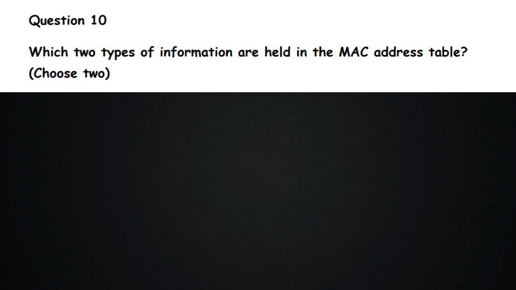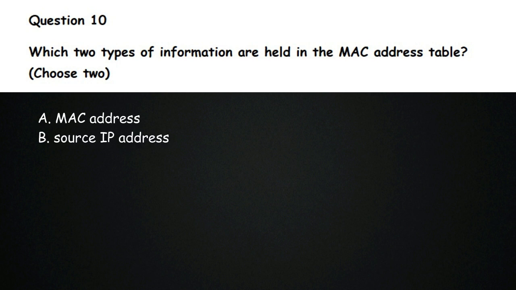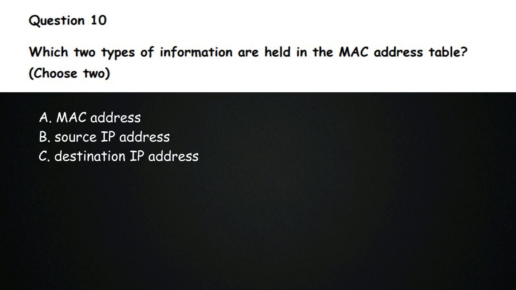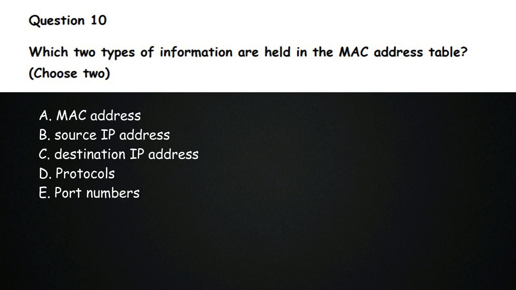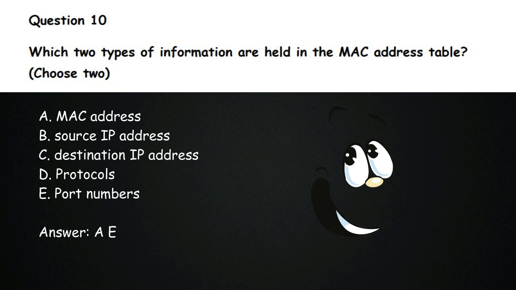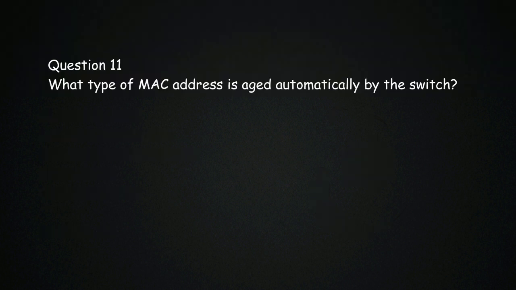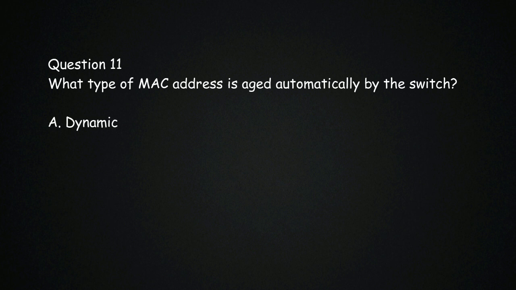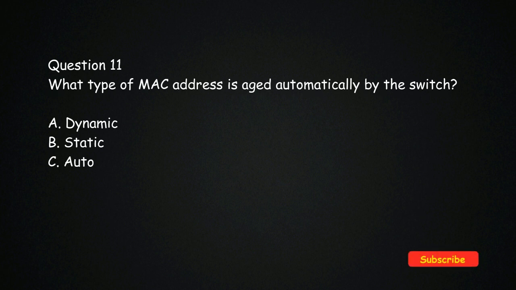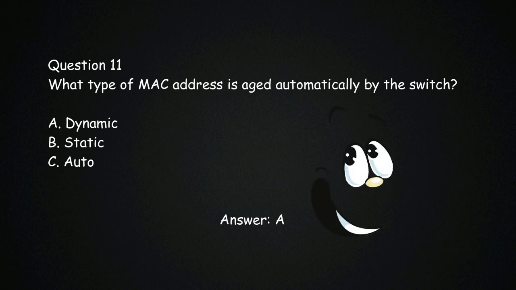Question 10. Which two types of information are held in the MAC address table? Choose two. A. MAC address. B. Source IP address. C. Destination IP address. D. Protocols. E. Port numbers. Answer is A and E. Question 11. What type of MAC address is aged automatically by the switch? A. Dynamic. B. Static. C. Auto. Answer is A.